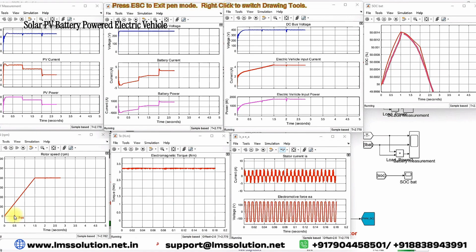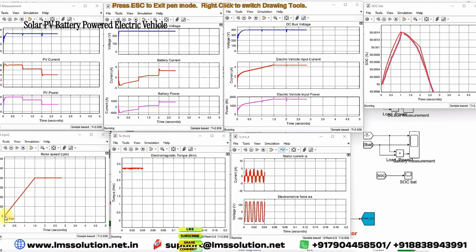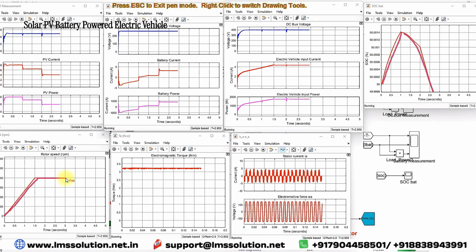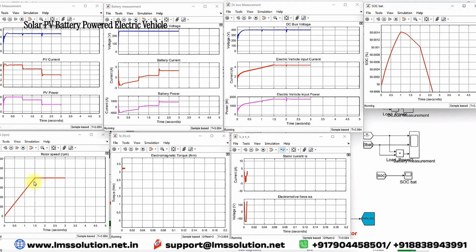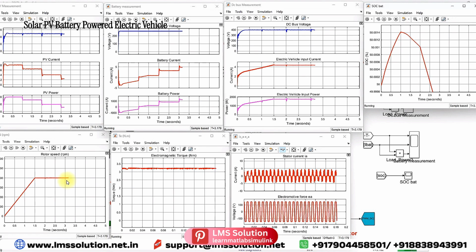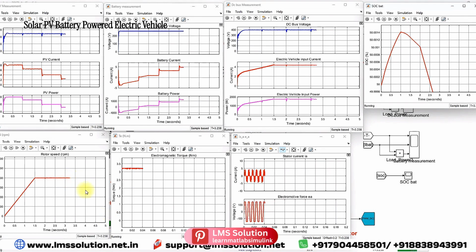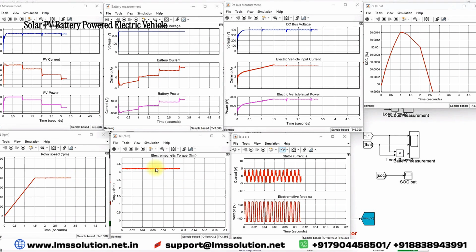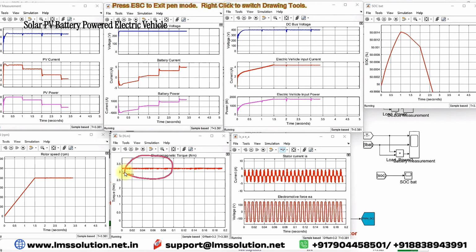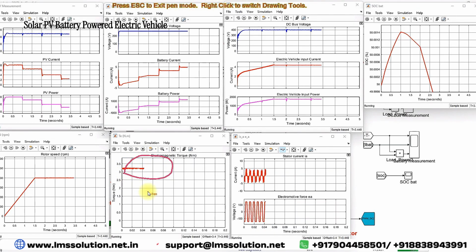And here you can see that as per the speed command, the speed rises from 0 to 2000 rpm and is maintained at 2000 rpm. So 0 to 1.5 seconds is acceleration mode, 1.5 to 3.5 seconds is constant speed operation mode, and 3.5 to 5 seconds is deceleration mode. Here you can see the electromagnetic torque of the machine is maintained at around 3 Newton meter, and this is the stator current and the EMF. The electromotive force varies according to the speed of the motor.